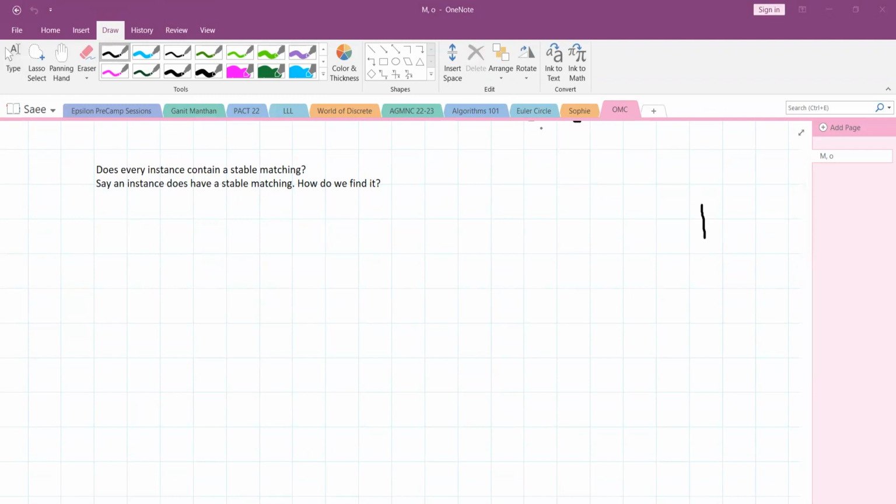Maybe if everyone had the same preference list, right? Then no matter how we paired people up, there would always be an instability. That sounds pretty intuitive, right?